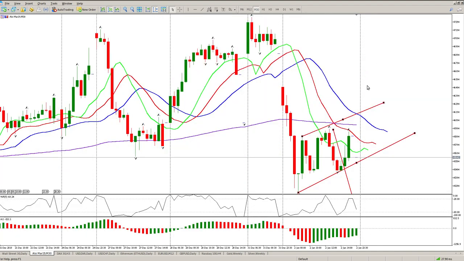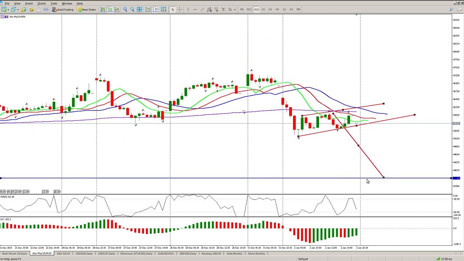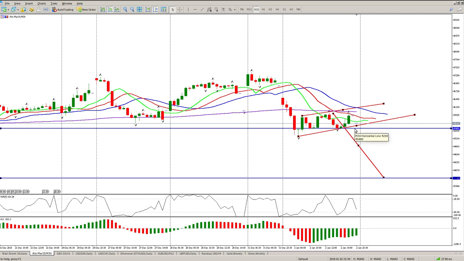I'm looking for a break of this bottom trend line, which would then confirm a fairly decent move down to 43,800. So the actual level we're looking to break is pretty much this previous swing low, this fractal here on the half hour, and that is 45,480.